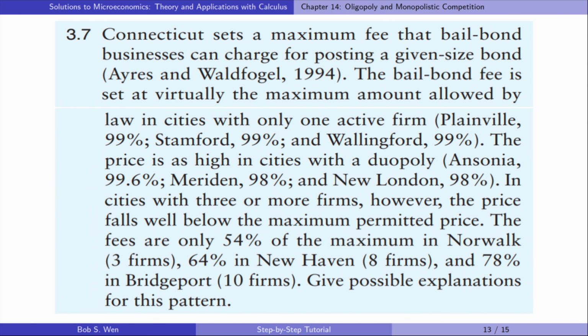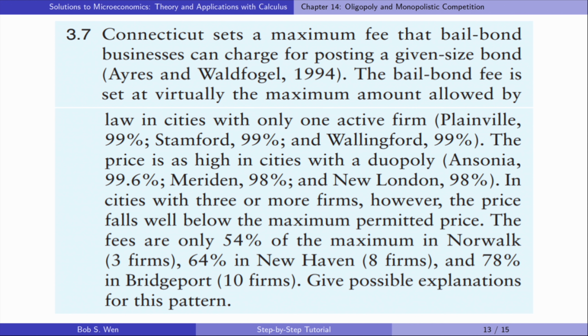Here is exercise 3.7. It is about the market power of the firms. A monopoly is the only firm in the market with the highest market power, and it can set a higher price than duopoly firms, other things being equal. As the number of firms in the market increases, each firm's market power falls, and the equilibrium price drops.